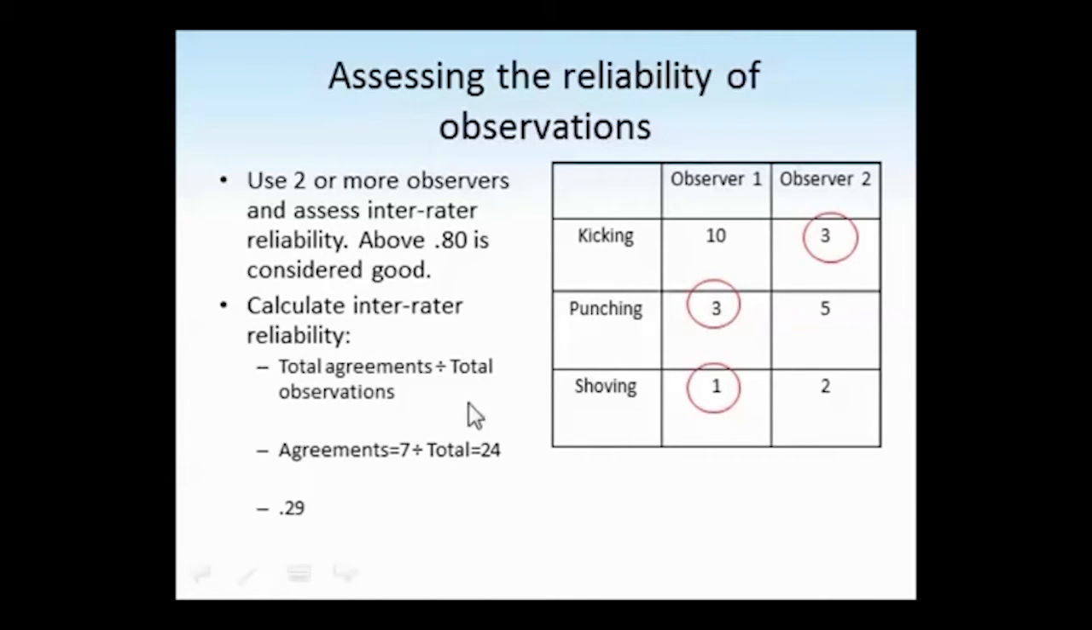which gives us 0.29. Now we look at anything above 0.80 as being high inter-rater reliability, and all that means is that the 2 observers are agreeing and recording the same data. Here there's a lot of disagreement, so we would say that this observation is quite unreliable.